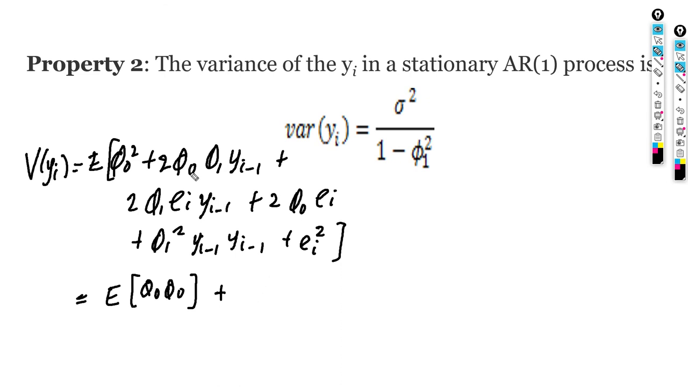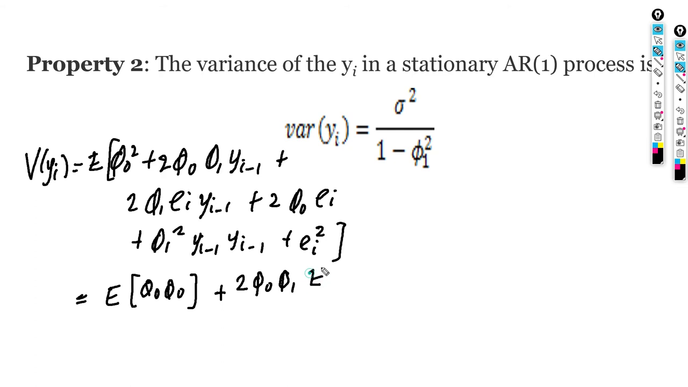So the thing here, φ0 and φ1 is a constant. So we just put here, let's put here, φ0 plus φ1 times the expectation of y_{i-1}.